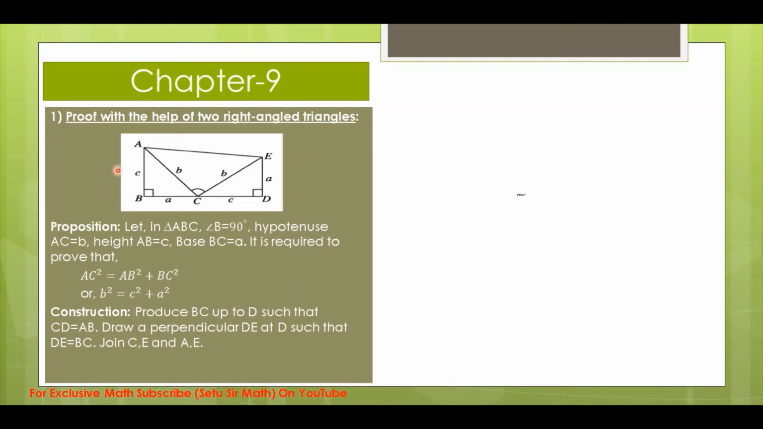And I'm going to tell you one thing, that whole thing ABDE, this is the whole thing, and in here three triangles, you can see ABC, CDE and ACE. Let's see the proof.